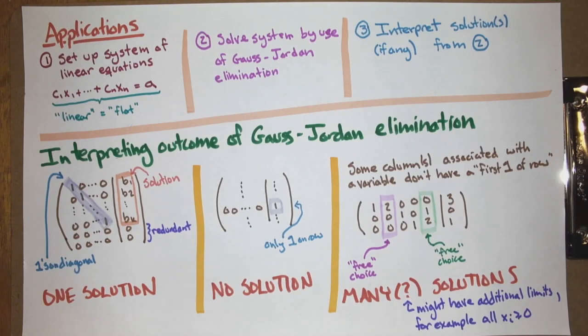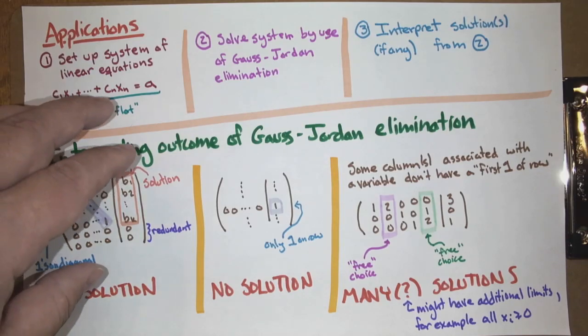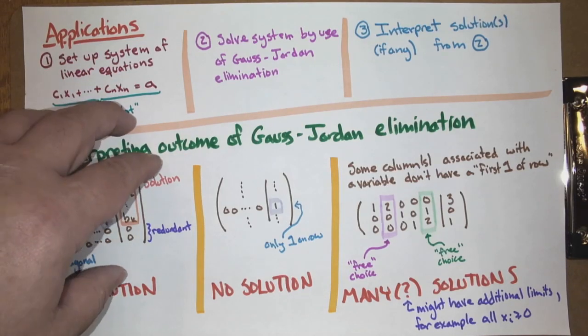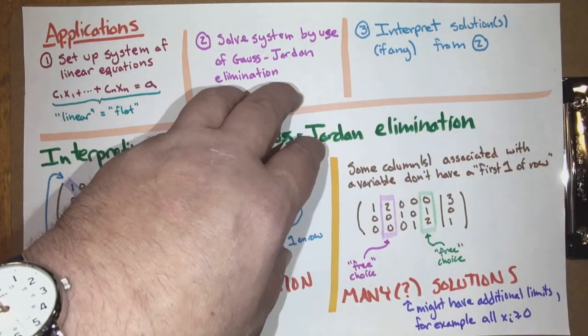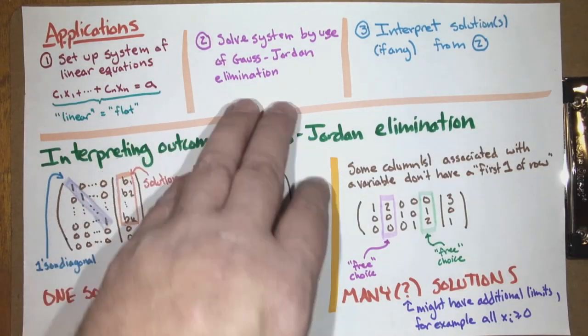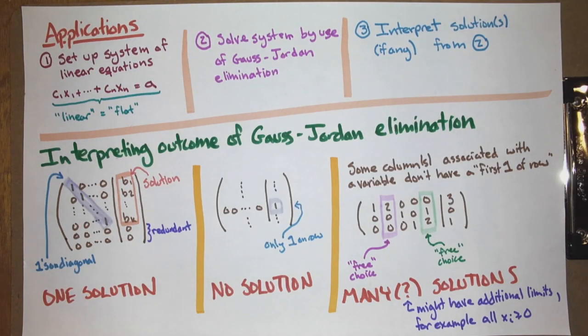And why do we like flat things? Because we know how to solve problems. That's why we like flat things. So the main part of an application comes from setting up the system of equations. We solve by Gauss-Jordan elimination, which we've been practicing by name from the last lecture, but we were kind of doing it already before then. And then we have to interpret our solutions, if there are any.